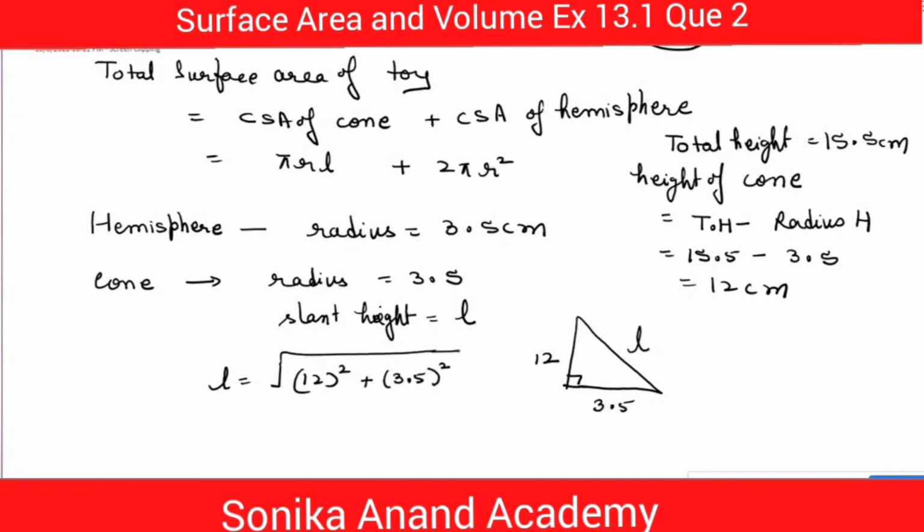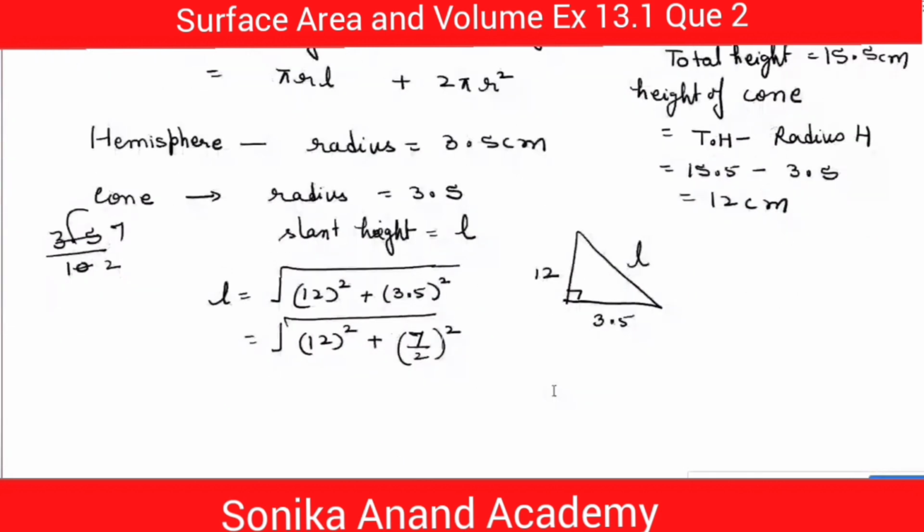Now listen, one thing. It is a tough task to find the square of decimals, so I just convert it to a fraction. Listen, it's easy to solve. 3.5 is 7 by 2, so we have 7 upon 2 whole square. It's easy to find the square this way. So this is 144 plus 49 by 4.